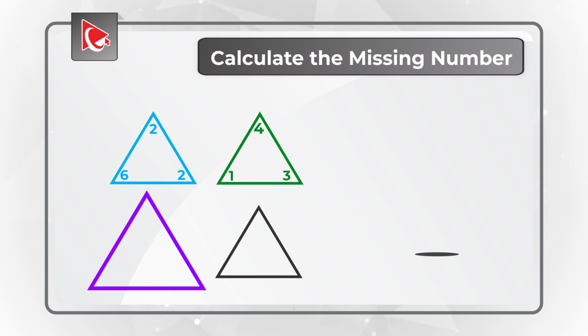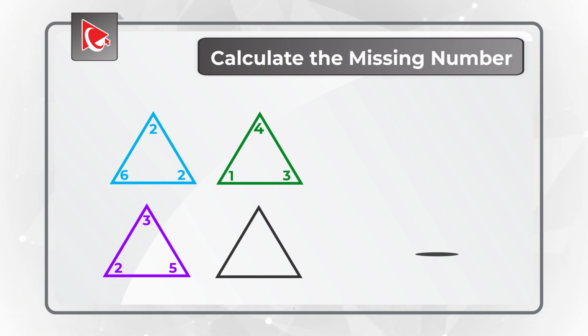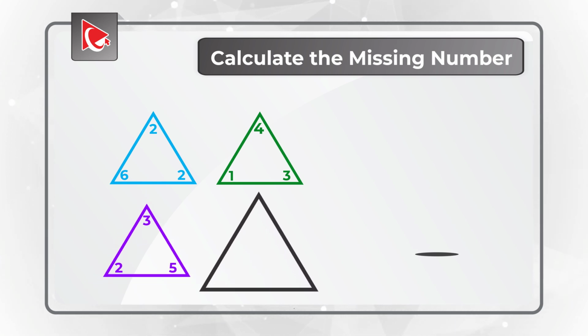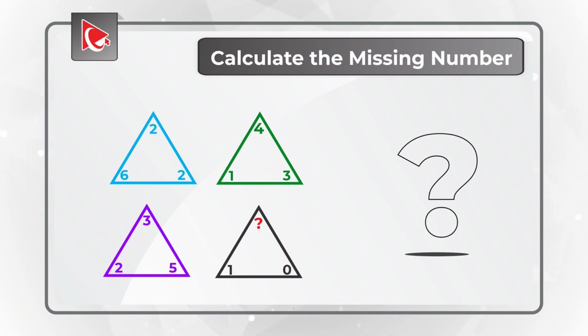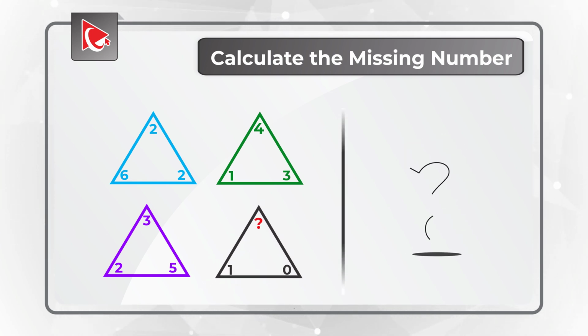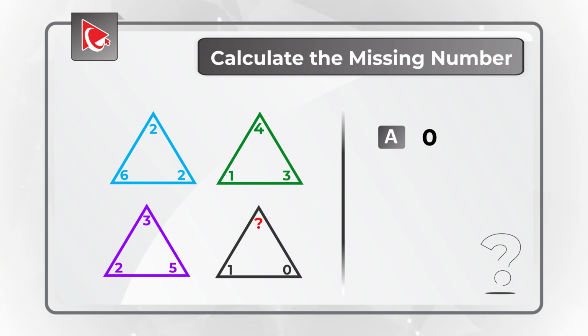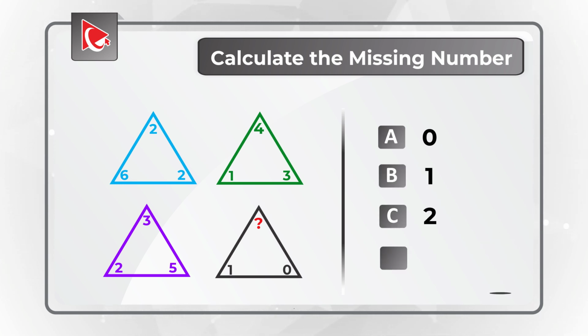The purple triangle in the bottom left corner has numbers 3, 5, and 2. And then the last triangle, the black triangle, has numbers 0, 1, and then in the upper corner there's a missing number which you need to calculate based on the four different choices. Choice A, 0. Choice B, 1. Choice C, 2. And choice D, 3. Do you see the answer?